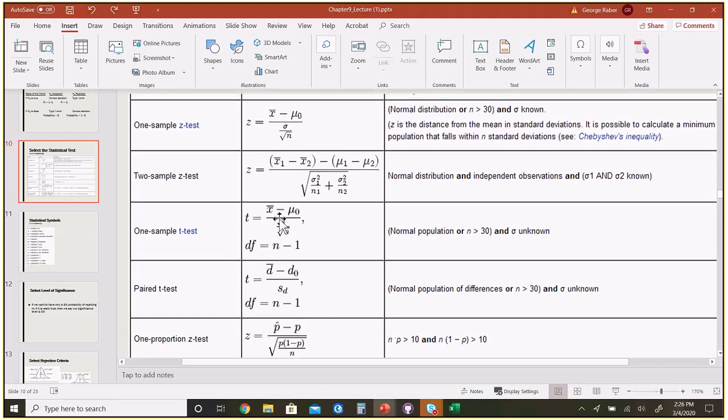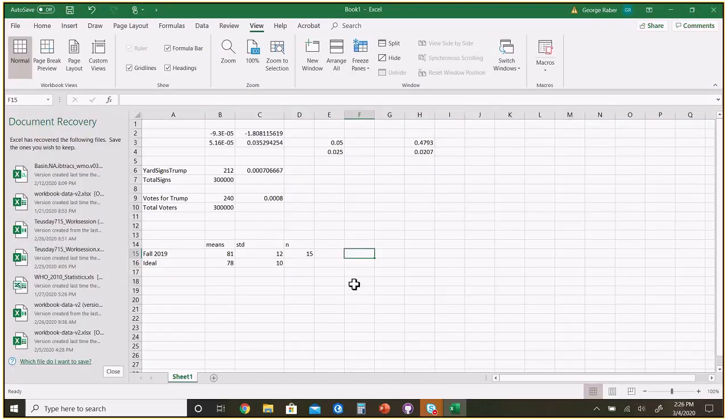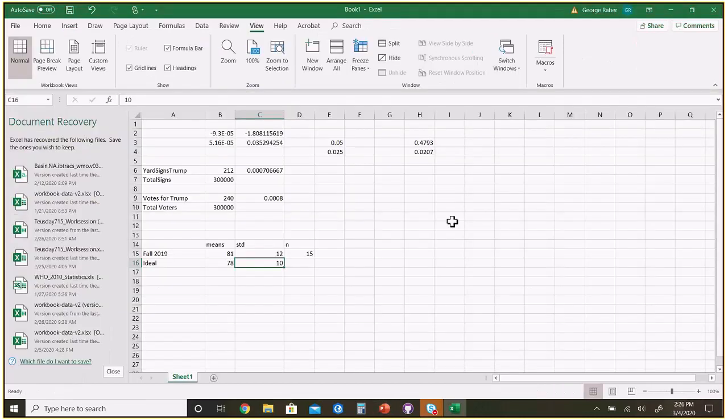And here with a t-test, we assume that we do not know the real standard deviation. That's what that means. With a t-test, we assume we don't know the standard deviation. With a z-test, we do need to know the standard deviation. Okay. That's the population standard deviation. So we'll do both. Okay.